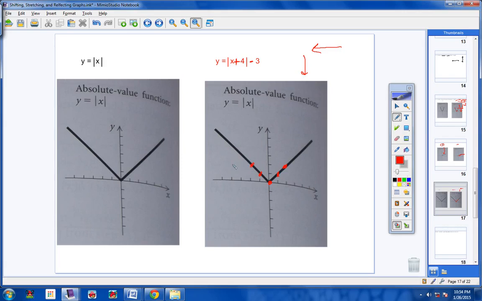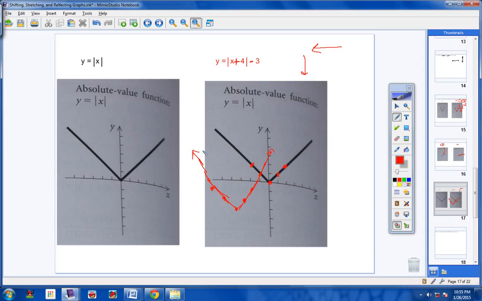This point here, 1, 2, 3, 4. And then 1, 2, 3. So right here, okay? This point here, 1, 2, 3, 4, and then down, 1, 2, 3. Okay? This point here, over 4, and then down 3. And of course, then the other point would end up being right here. And the other point would end up being right here. And so there's your absolute value graph after it's been shifted 4 units to the left and 3 units down, okay?